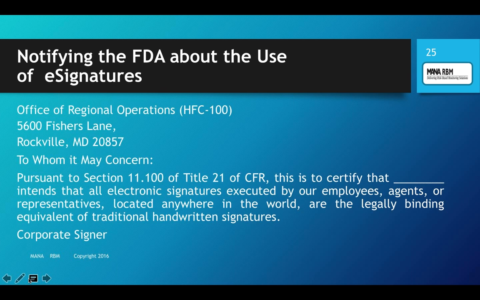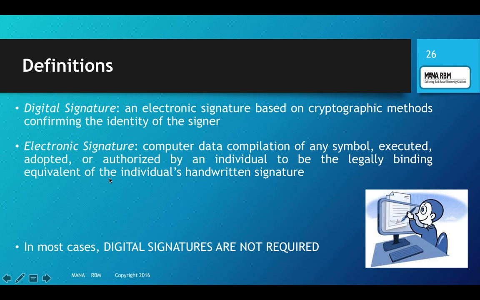Sorry, we're jumping ahead, go forward. I wanted to go through this with you because it's confusing to many people. You'll hear the term digital signature and another term, electronic signature. Now, a digital signature is an electronic signature, but an electronic signature is not a digital signature. A digital signature is an electronic signature that has additional cryptographic methods for confirming the identity.